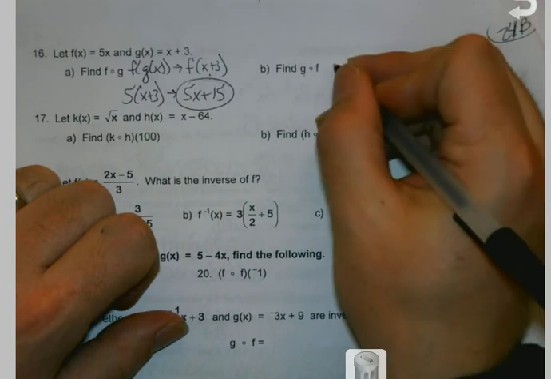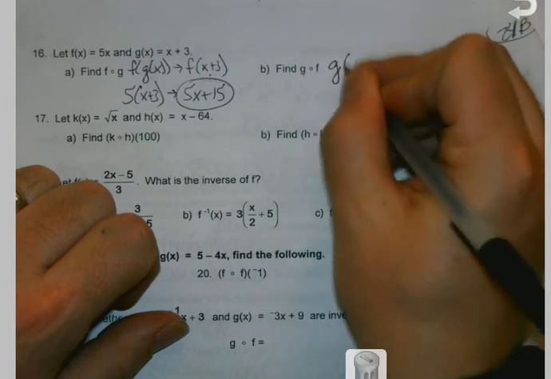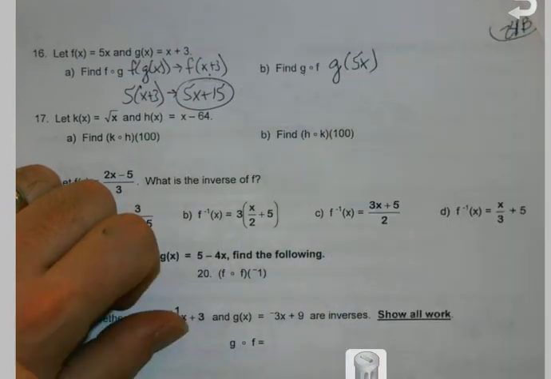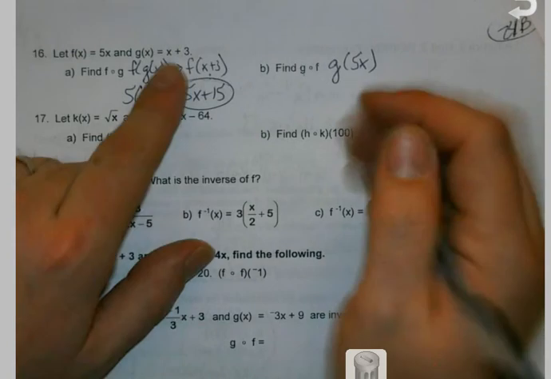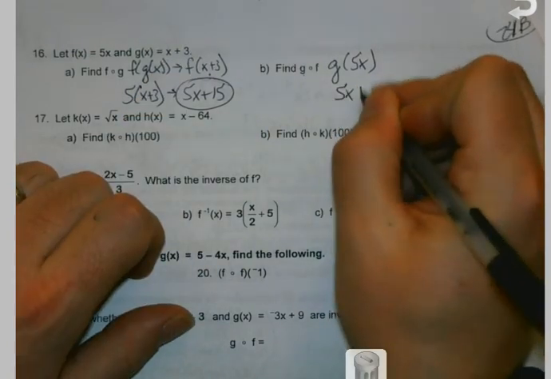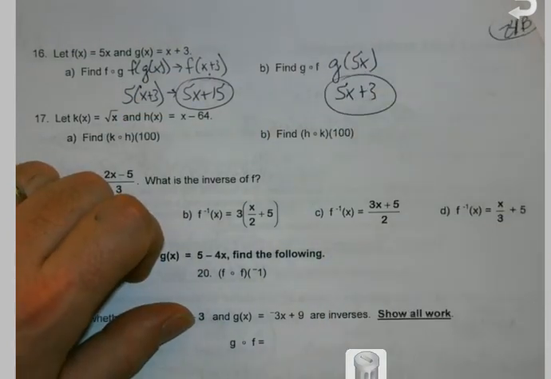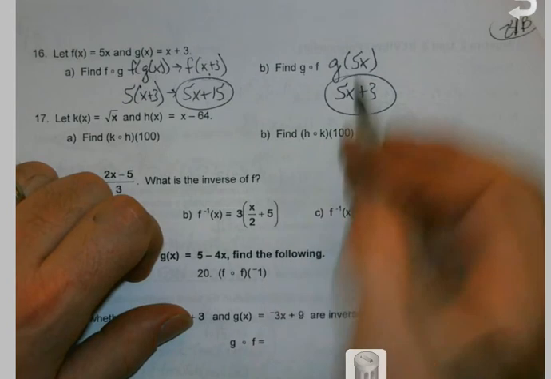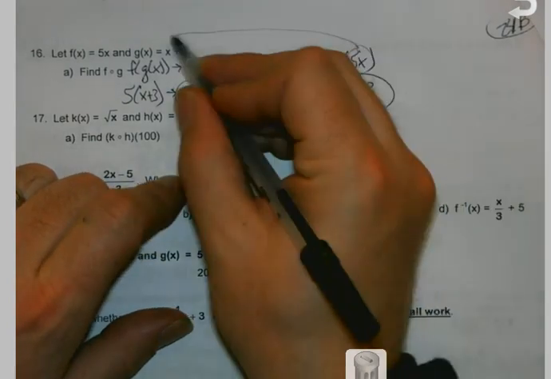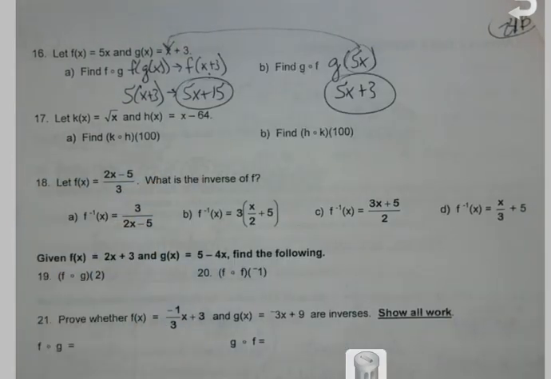G of f, g of 5x. Plug in 5x where x is. 5x plus 3. It literally is going in for that. Not times, in. Okay? And then a couple more with functions here to really hammer it home.